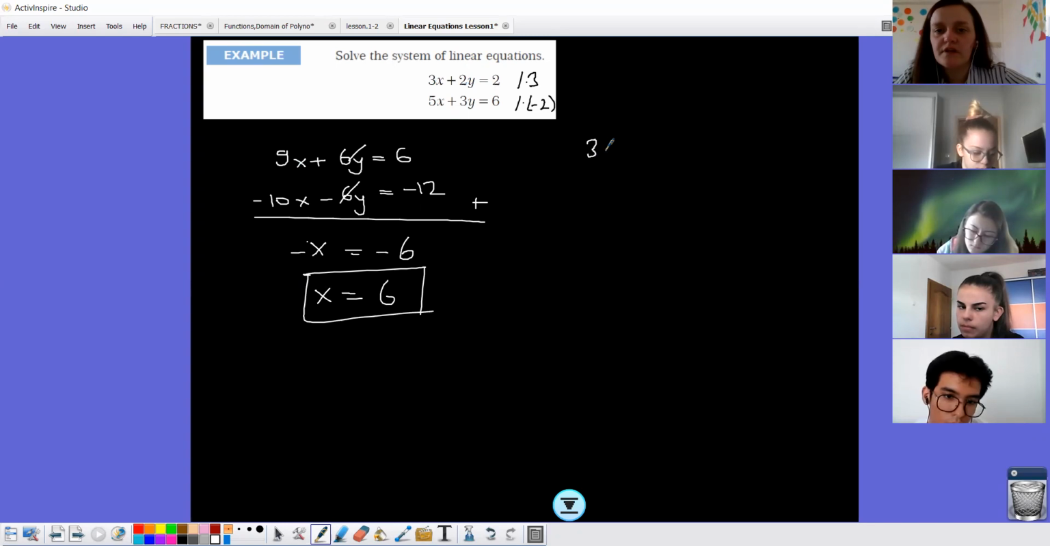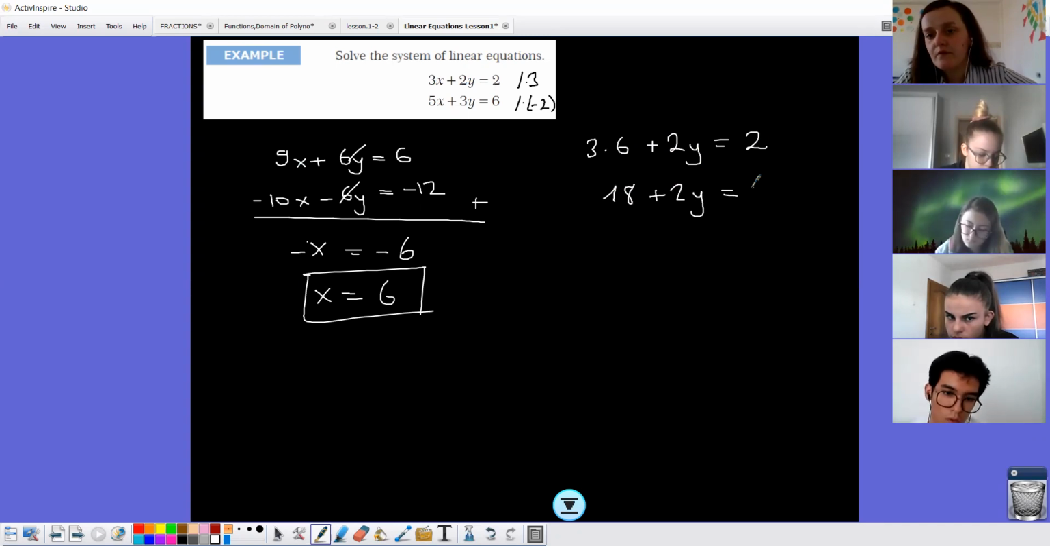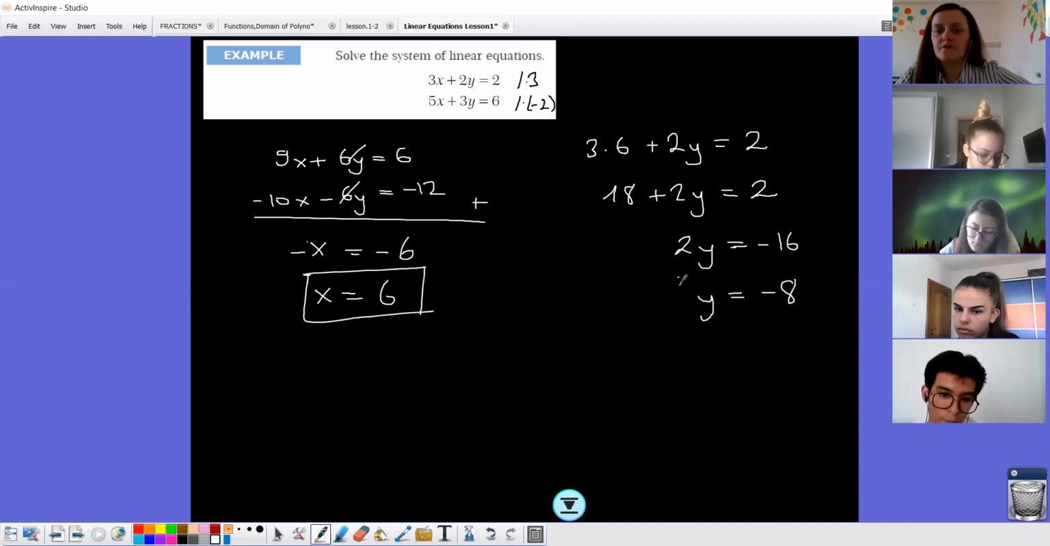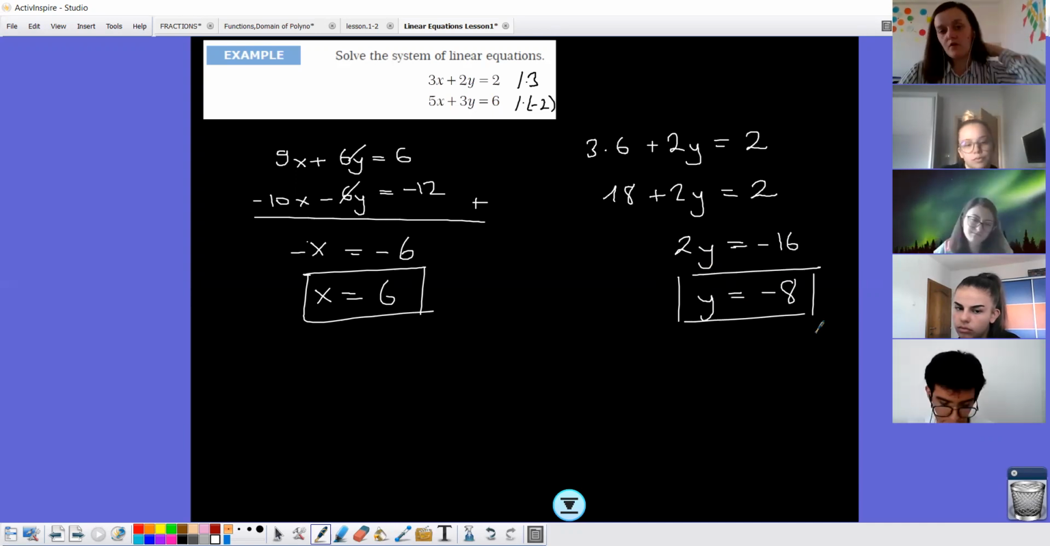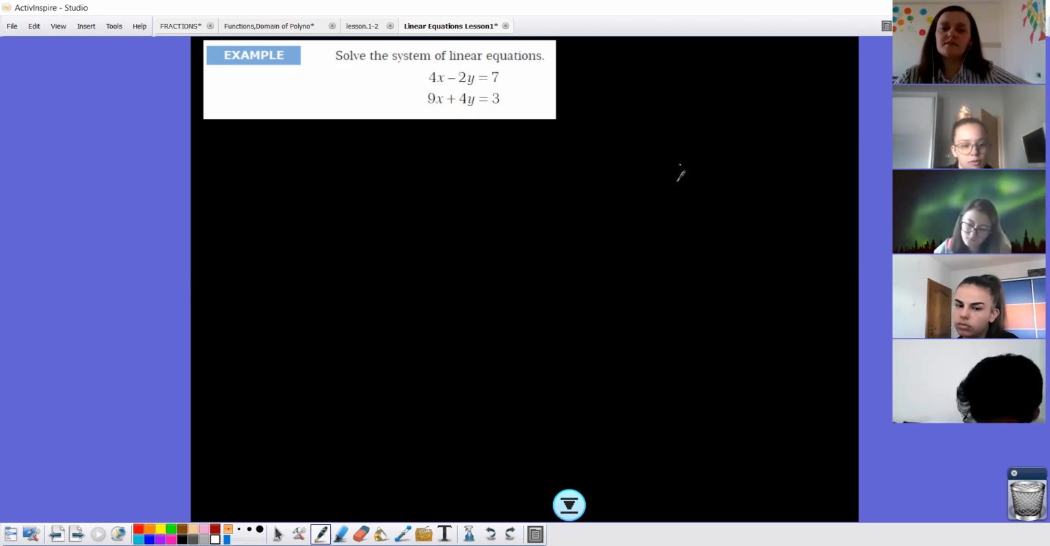So we have 3 times 6 plus 2y is equal to 2. 18 plus 2y is equal to 2. 2y is equal to -16, and y is equal to -8. Do you have the same result, the others? Yes, teacher. Okay. Did we understand? Did we remember how we were solving? Yes. Can I solve this one, teacher? Yes, Alexander, why not?